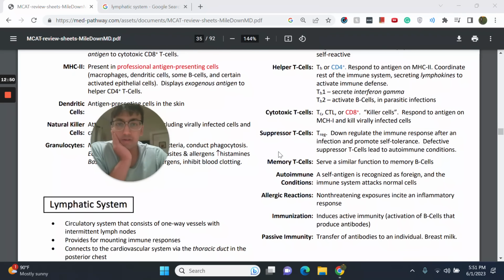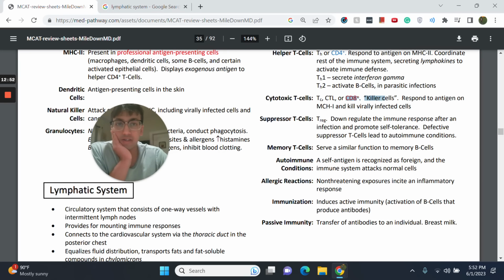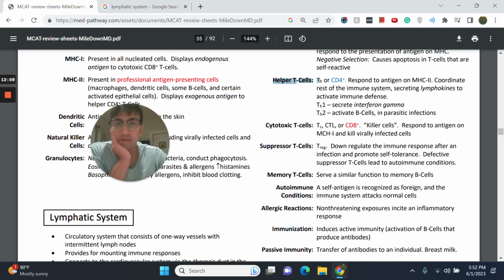Okay. So cytotoxic T cells are CD8 T cells. I've already told you about this. Suppressor T cells are this interesting set of T cells. So I've talked about helper T cells, cytotoxic T cells, and finally there's suppressor T cells. Suppressor T cells kind of do the opposite of what I've been talking about. They downregulate the immune response after your infection is over.